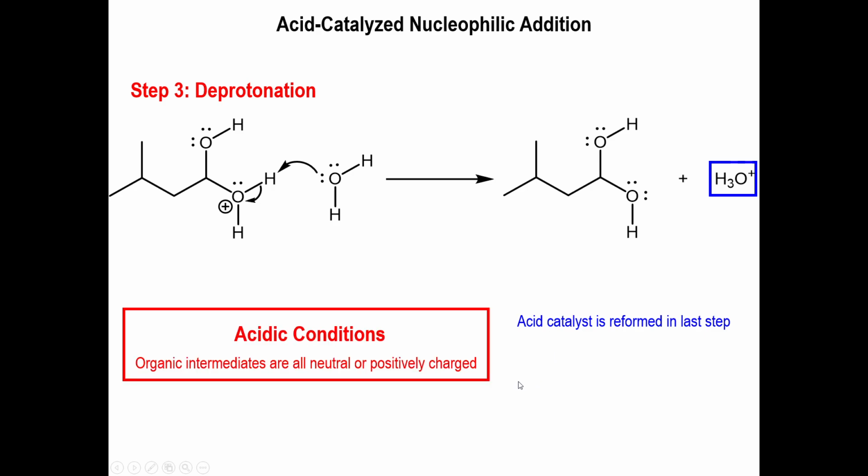And like I mentioned earlier, under acidic conditions, all the intermediates, as you probably already noticed, were either neutral or they have a positive charge. That's very important. If you end up generating negative charges for your organic substrates, you're probably generating something that is strongly basic, and you cannot have a strong base if the conditions are acidic.